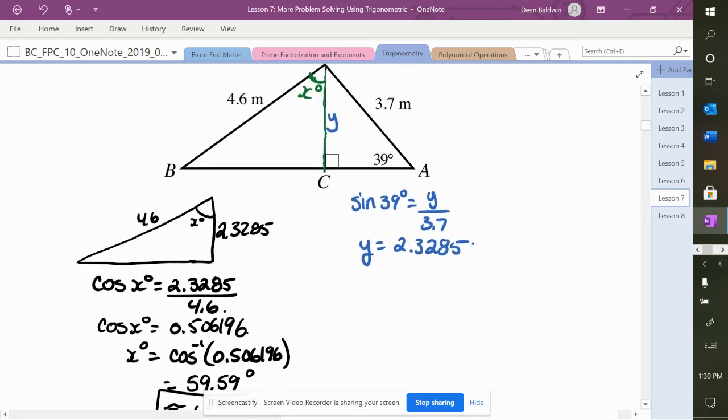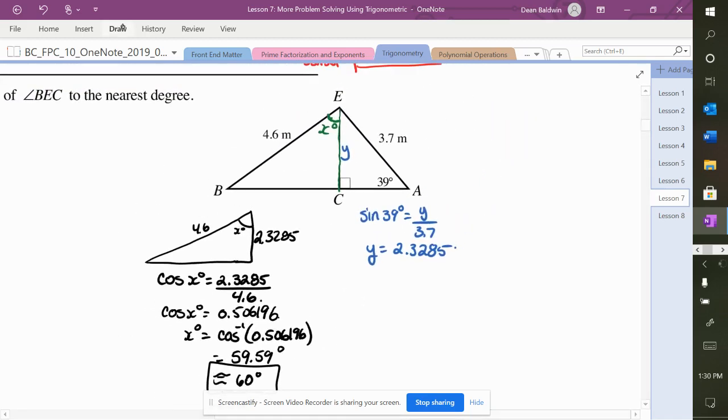They didn't ask us for this, but if they did, what would that whole angle be? I'll call it Z. How would you find angle Z, the whole thing? I know what X is. X is 60.